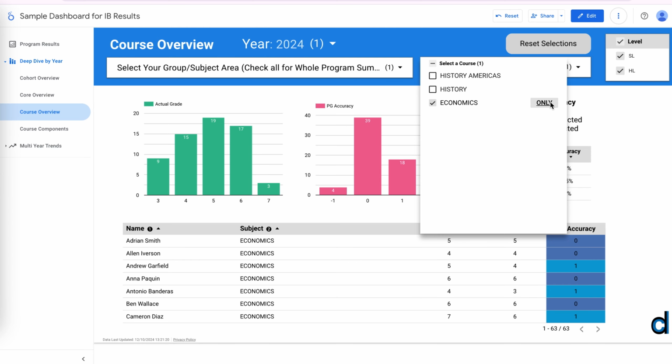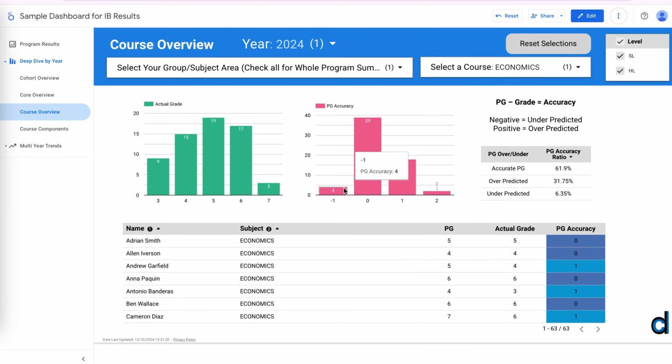So you can see here that you've got all the different subjects, all the different groups that you can look at, so you can hand this over to teachers and they can start doing their own analysis as well. And here we can see that we've got our actual grade distributions. This is both for SL and HL for econ. And it looks like we're doing pretty good with the predicting here. So the people who are teaching this subject are doing really well with their predicteds.